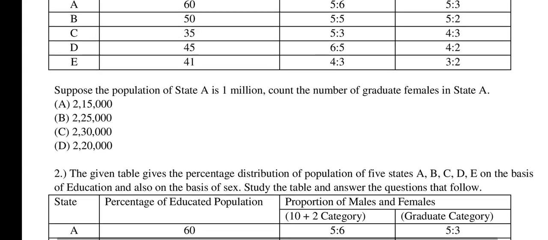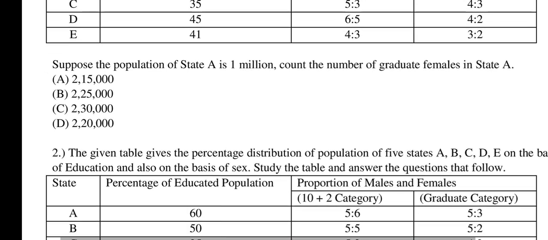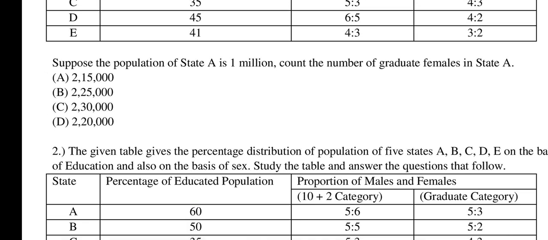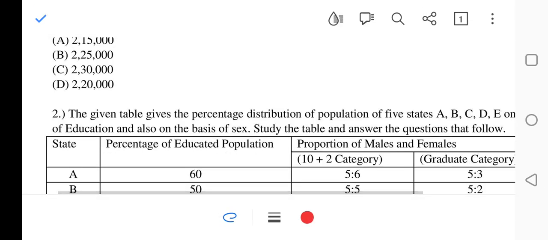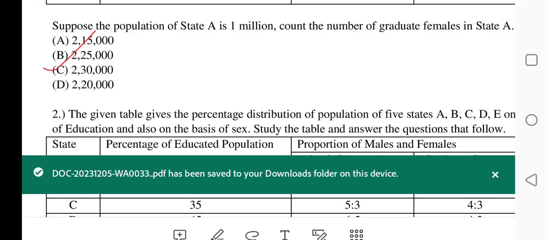The first question that we have got is: suppose the population of state A is 1 million. Count the number of graduate females in state A. Options: A, B, C, D: 2,15,000, 2,25,000, 2,30,000, 2,20,000. What will be correct? So it will be 2,25,000. It will be correct.